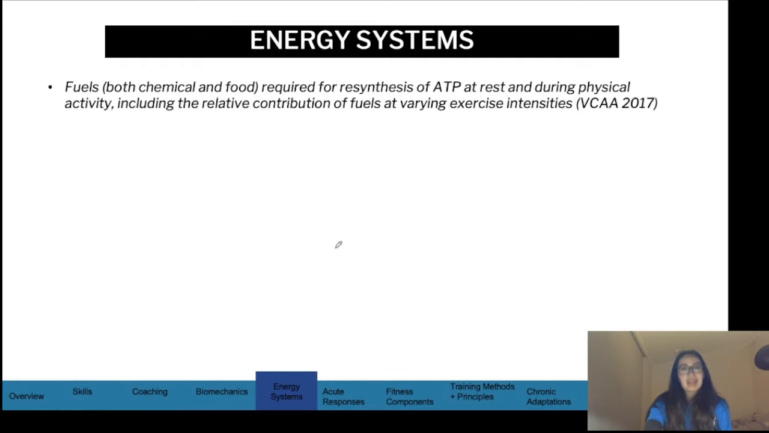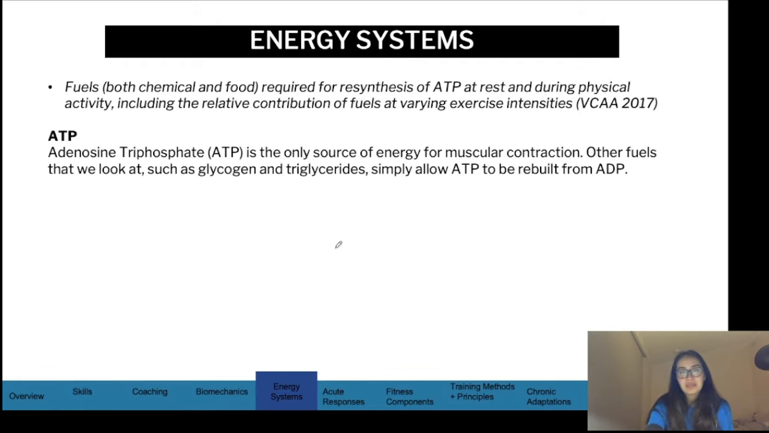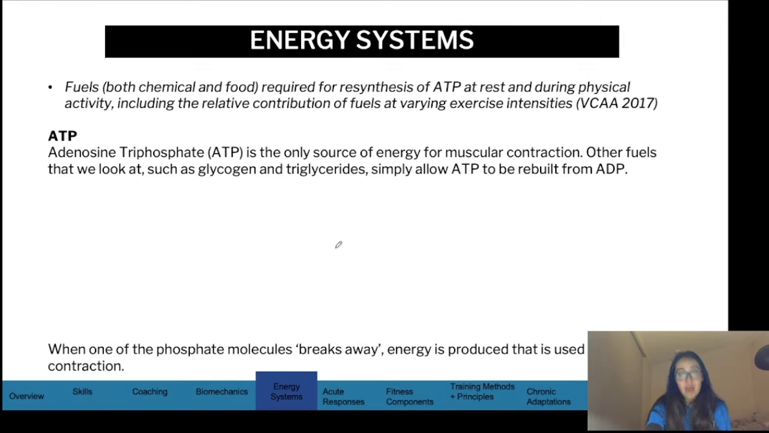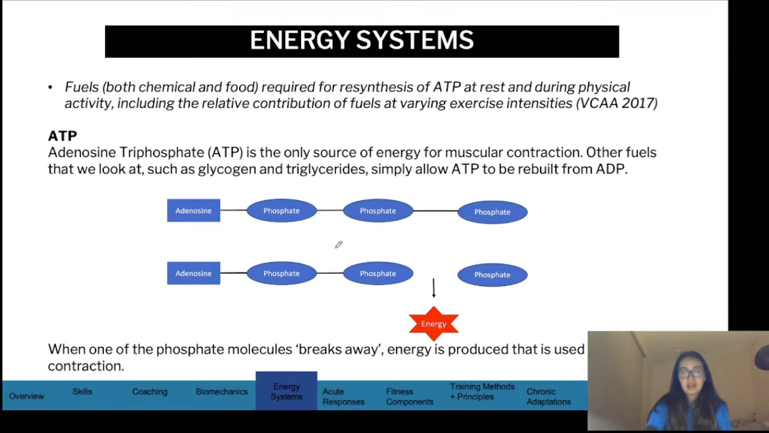Okay, moving on to energy systems, which I really enjoy. I'm kind of a bio nerd, so I did do biology in high school. I did really well at that, and then I did a biomed degree, which is a lot of biology and chemistry, and then now I'm doing medicine, which is more biology and chemistry. So I really do enjoy this. So hopefully you guys also enjoy it.